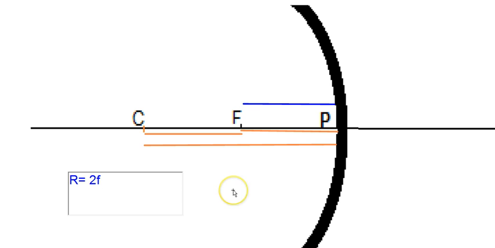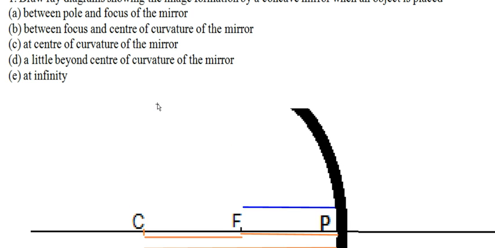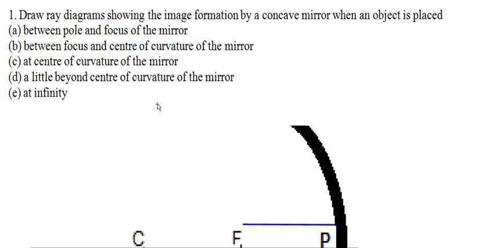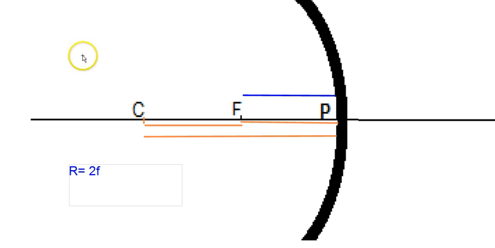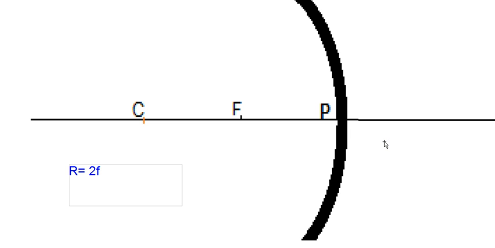Now when we go for these five options, first we'll start with A, between pole and focus of the mirror. And if you remember, we have discussed earlier that when we go for such a figure, we have to keep 3 or 4 things in mind. Firstly, a ray of light which is parallel to the principal axis.